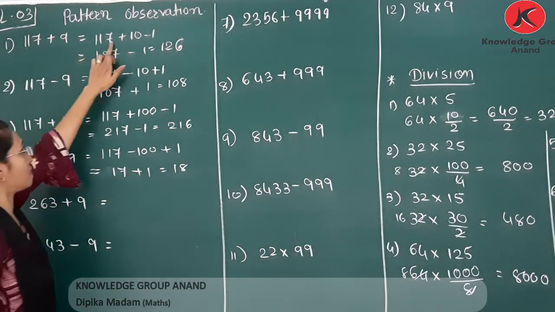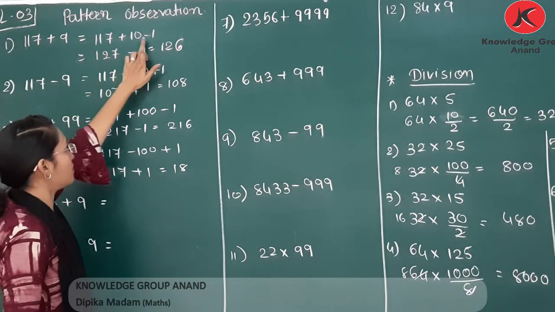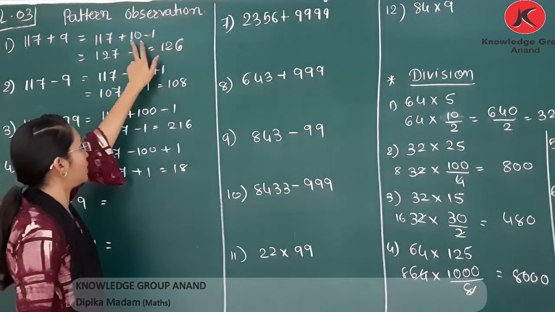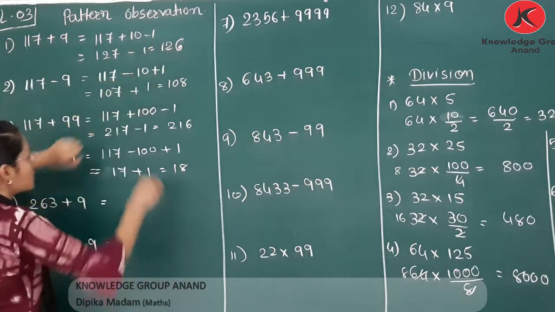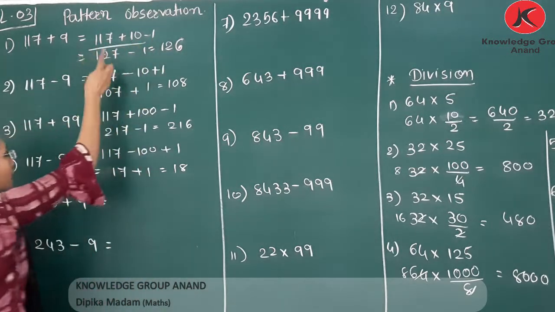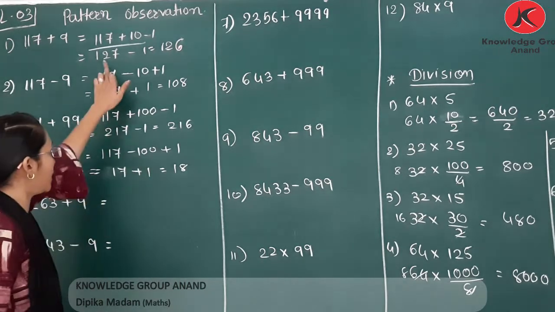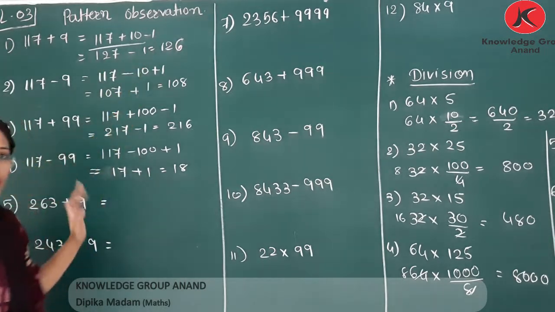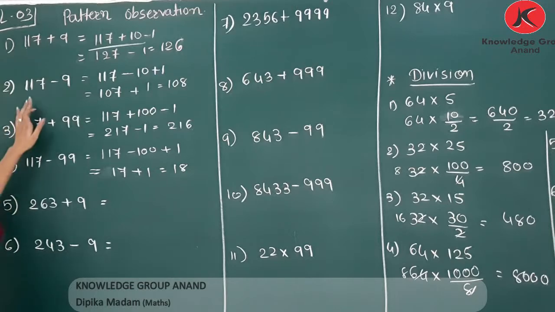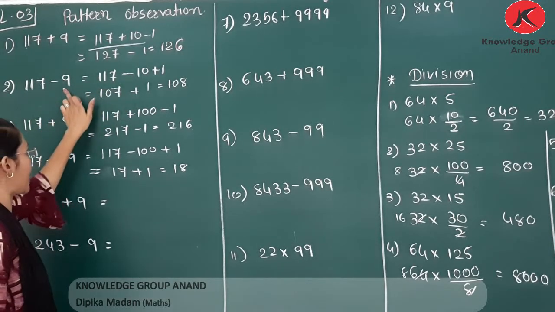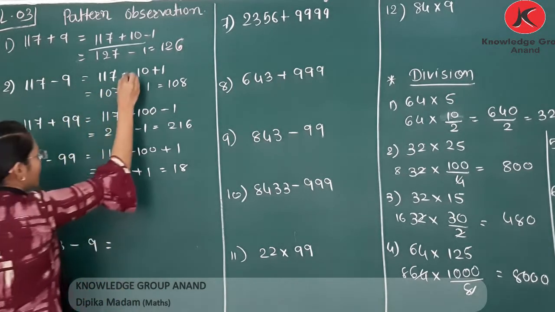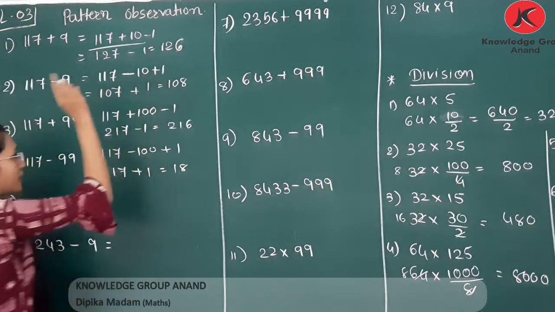So 117 plus 10 minus 1. 9 can be represented as 10 minus 1. So first of all we will add this: 117 plus 10 is 127. 127 minus 1 is 126. Next is 117 minus 9, which can be represented as 117 minus 10 plus 1.